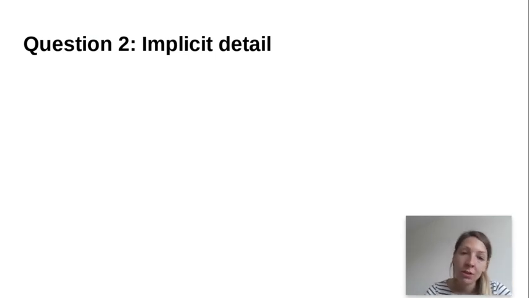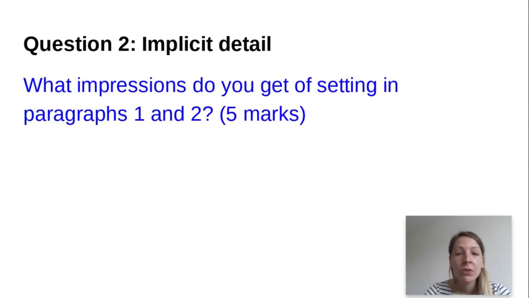So question 2 is going to be about what we call implicit detail. That means information that's under the surface of the text. It's not the facts, it's reading between the lines, okay? So, question 2, what impressions do you get of setting in paragraphs 1 and 2? And here's our keyword, setting, where it's set, the type of place that it is. Now, it's worth 5 marks. How many quotes and comments do you think we'll need for a 5-mark question? Yep, you're right. You're going to need 5 quotes and comments.